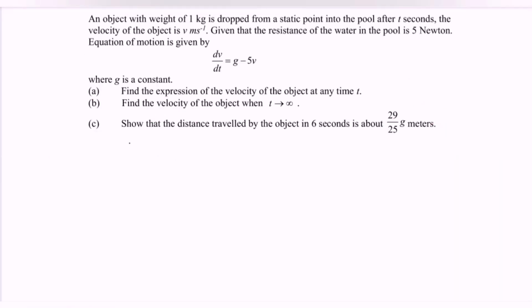Hello everyone, in this video I'm going to discuss the example for first order differential equation. An object with the weight of 1 kg is dropped from a static point into the pool. After t seconds, the velocity of the object is v ms negative 1. Given that the resistance of the water in the pool is 5 Newton, the equation of the motion is given below. So here we have dv dt equals g minus 5v, where g is a constant. Find the expression of the velocity v of the object at any time.